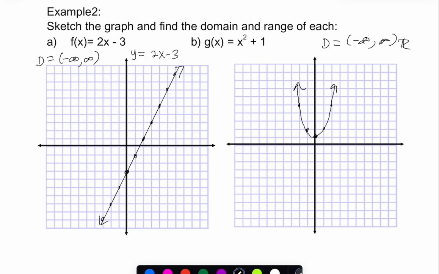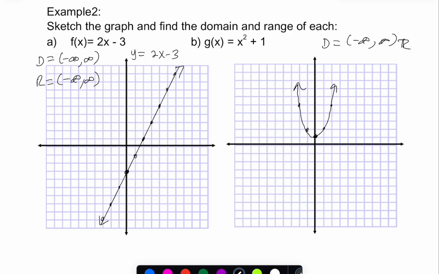Yes, that's fine. Now, the range for the left one is what y values occur up and down. And so you'll notice we can go down as far as we want. We can go up as high as we want. We don't skip any. So the range for this problem is the same, all real numbers.